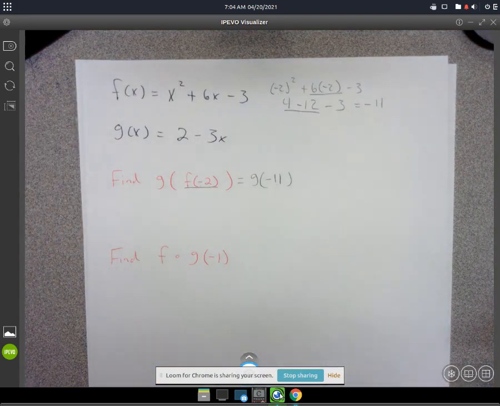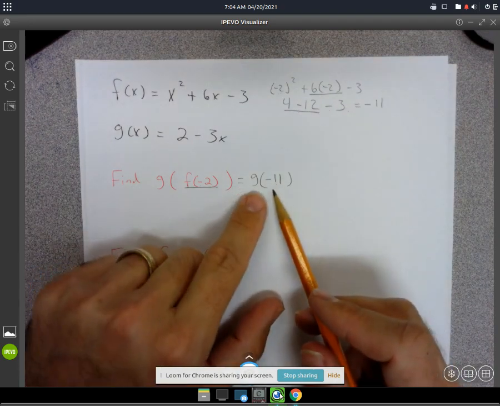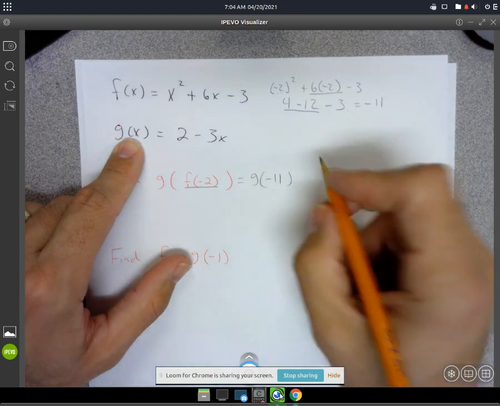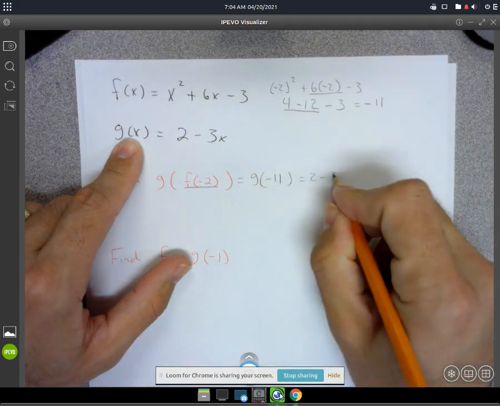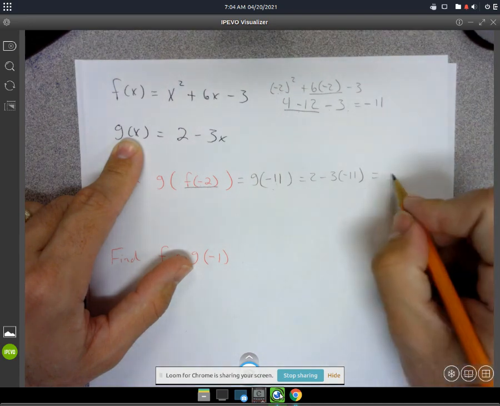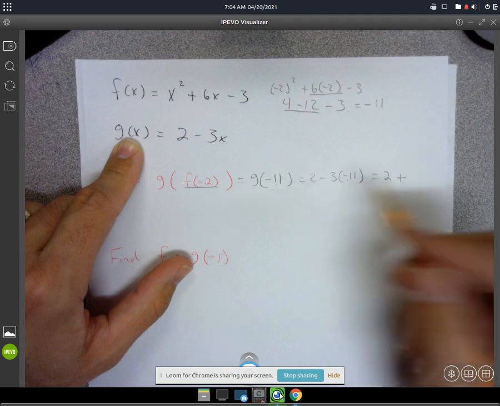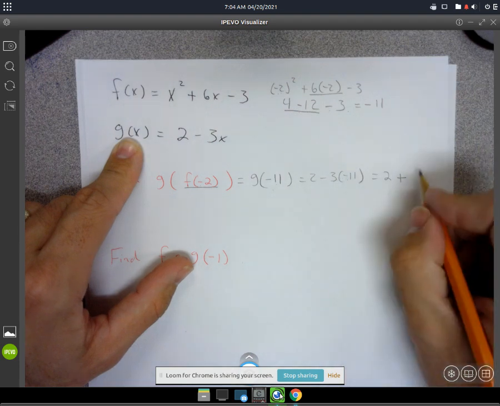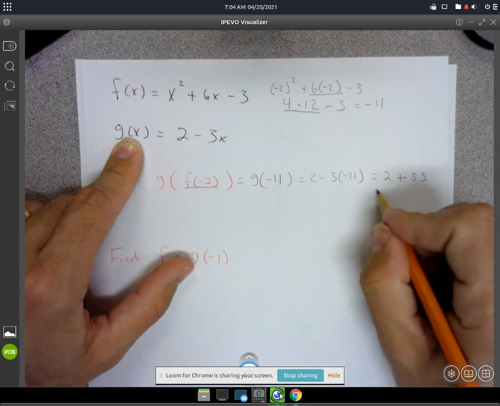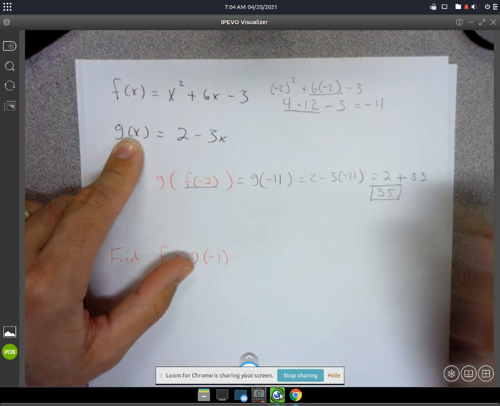Now I'm going to evaluate g of negative 11. So go up to the g function and plug in negative 11 for x. 2 minus 3 times negative 11. This will end up becoming 2 plus, because you've got double negatives, and then 3 times 11 is 33. So all in all, we get 35 for our answer.